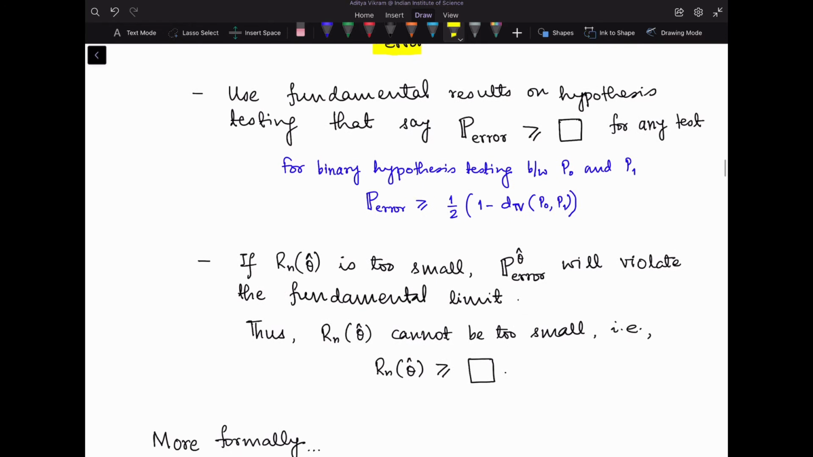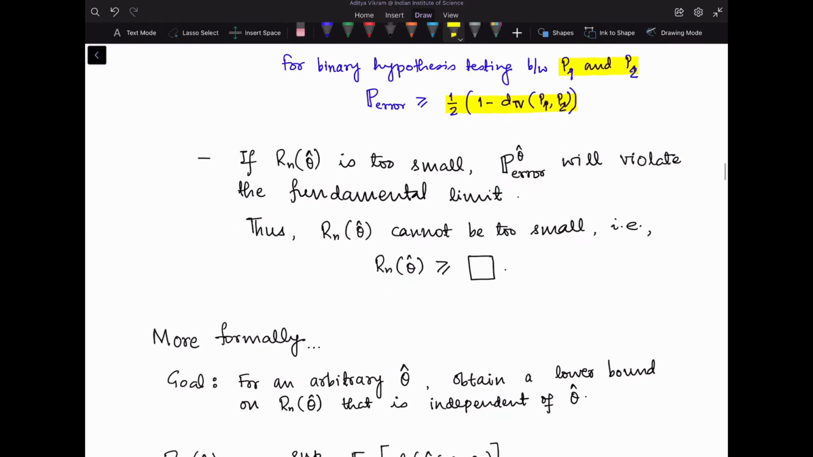Okay, so now we use fundamental results on hypothesis testing that say that probability of error should be at least something for any test. Right, for any test, the probability of error is at least something. So for the binary hypothesis testing problem between P1 and P2, we know that the probability of error is at least half of 1 minus the total variation distance between P1 and P2, no matter what test you use.